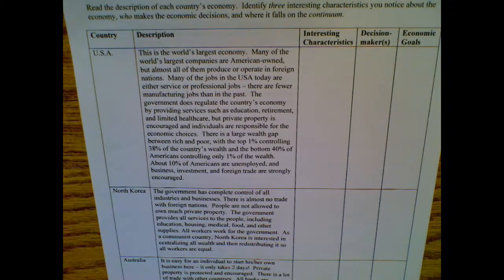North Korea: government has complete control, no trade, no private property. Government provides everything, and the workers work for the government, are the things that I got out of that. Decision makers: the government makes all the decisions, and the things that they are concerned about is being able to distribute things equally to everyone. And because the government makes sure that everyone has a job, even though it's working for the government, they can say that is providing security for everyone.